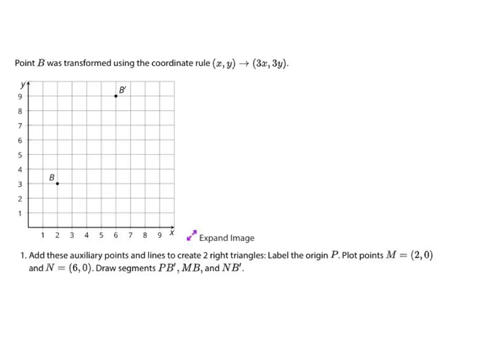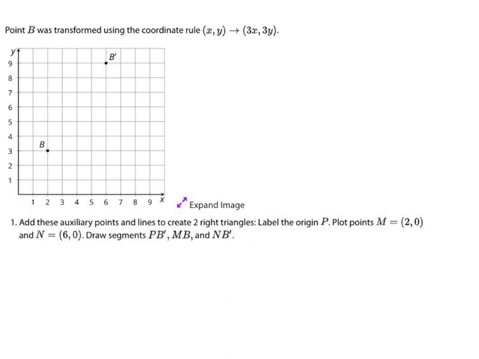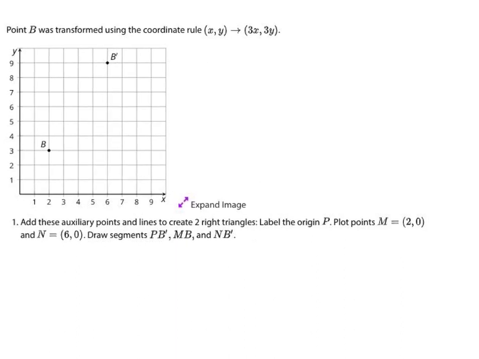So let's get started. Point B was transformed using the coordinate rule (x, y) goes to (3x, 3y). Add these auxiliary points and lines to create two right triangles. First we're going to label origin P, and then plot points M and N.